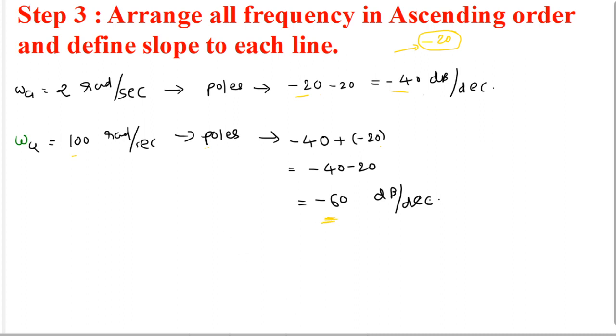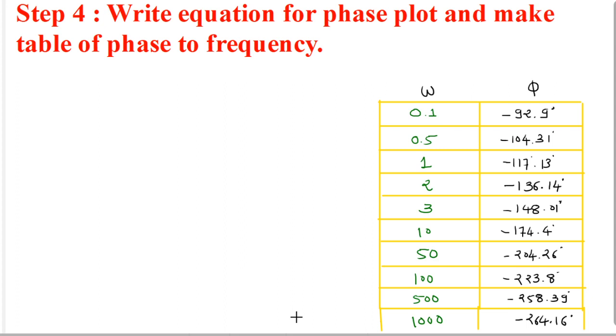Now step number 4: write the equation for the phase plot and make a table of frequency omega to phi. I have already prepared this table, but how can we calculate this table?